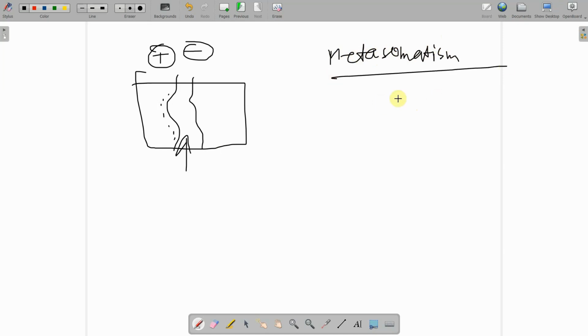Okay. So either you will be adding, or you will be subtracting, or you will be removing the material. This way you are changing any existing rock into a metamorphic rock, and this process is called metasomatism.